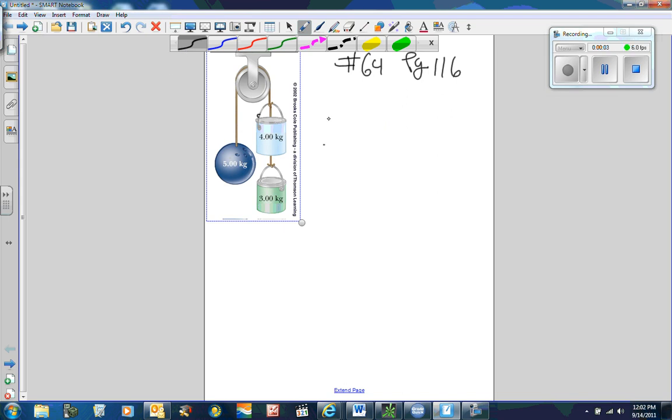Okay, we're going to do a problem here. And get my pen to work. This is going to be number 64 on page 116. This is called Atwood's machine. It's a classic physics problem. It's a net force problem using Newton's second law.